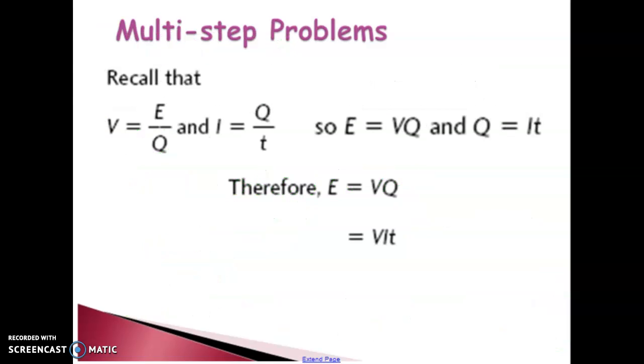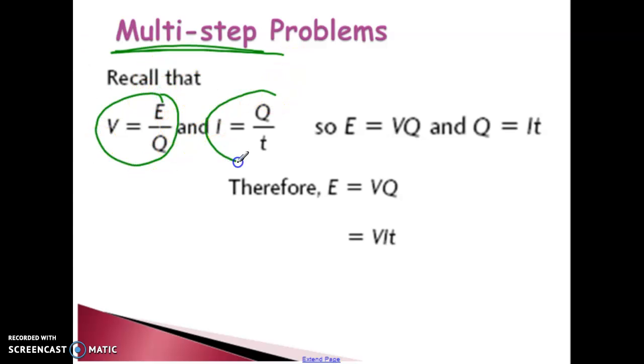Okay, now the last part of this is actually nothing new, but you're going to start seeing multi-step problems. So here are the two formulas that we just finished learning about. We learned an alternate way to calculate voltage with energy and charge. And we also learned an alternate way to solve for current, which is charge over time. Now, what this is doing here is basically combining these two into one formula.